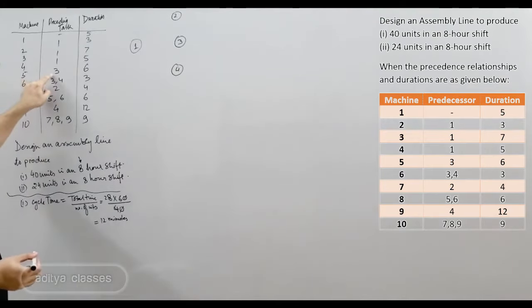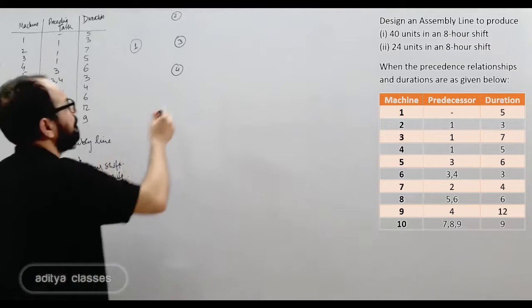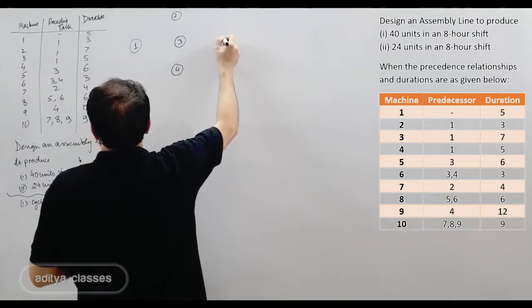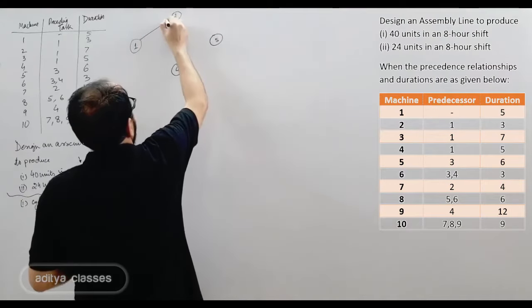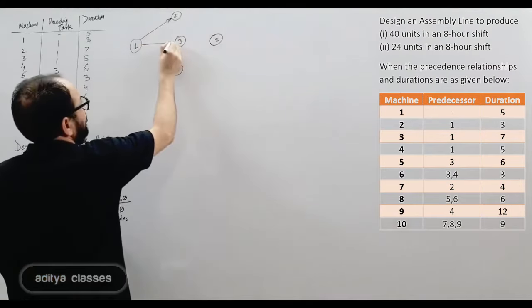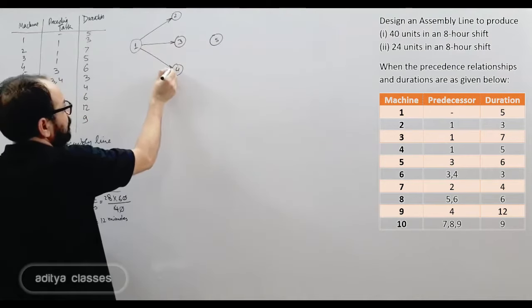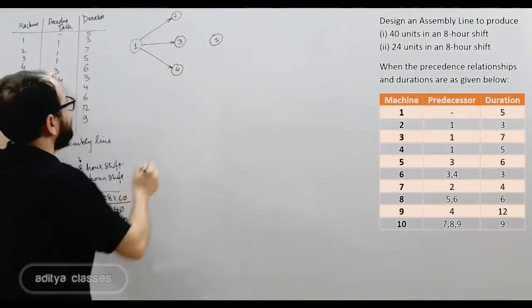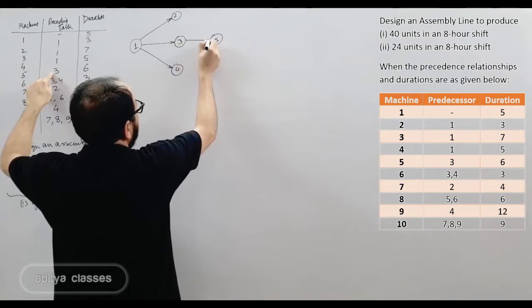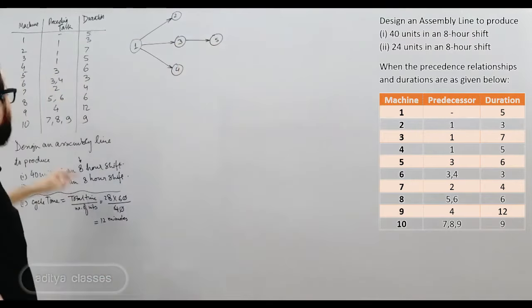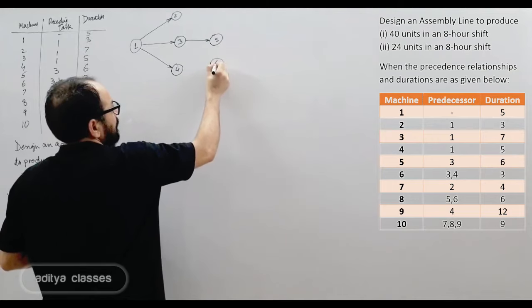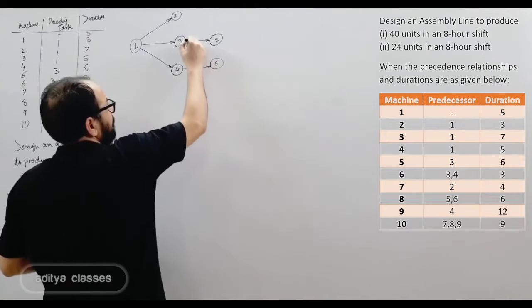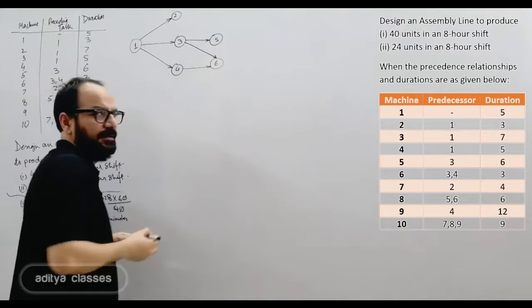Then 5 is getting its material from 3. 1 will be giving material to 2, 1 will be giving material to 3, 1 will be giving material to 4. 5 is getting its material from 3. So 3 is supplying to, acting as a source for 5. 6 is getting material from 3 and 4. So we have 3, we have 4. 6 is getting material from both 3 and 4.